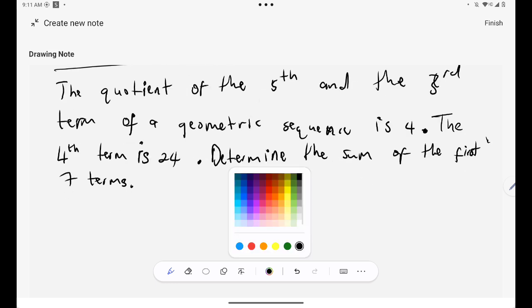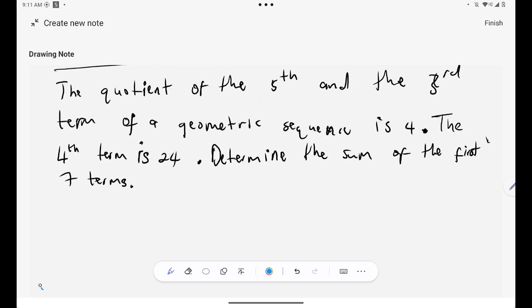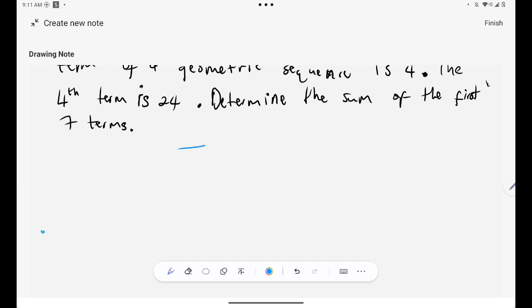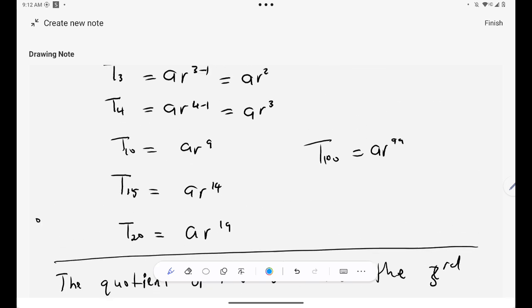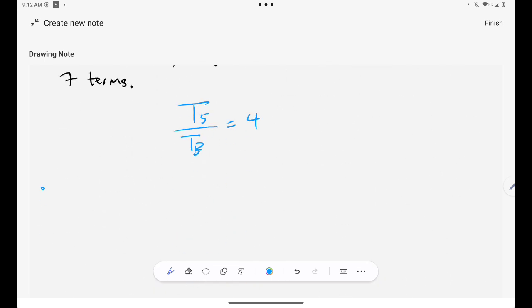There is information that I'm given here. I'm told that whenever I divide the fifth term by the third term, I'll get 4. For me, whenever I want the fifth term, it's simple. I must say ar to the power 4 all over ar to the power 2. This thing is equal to 4.